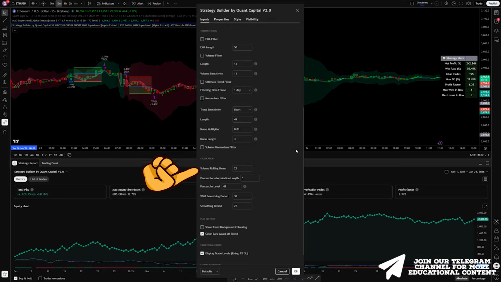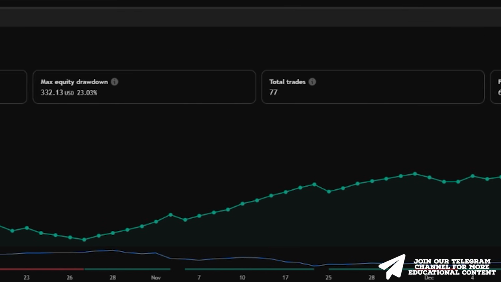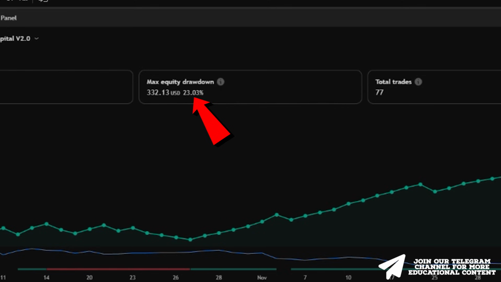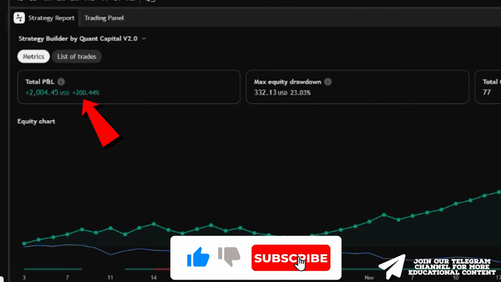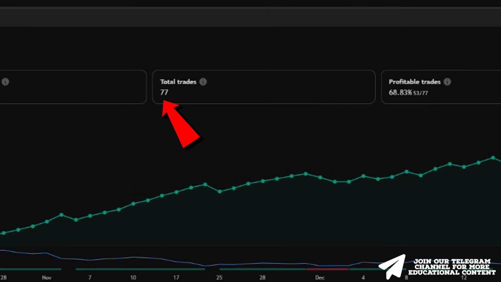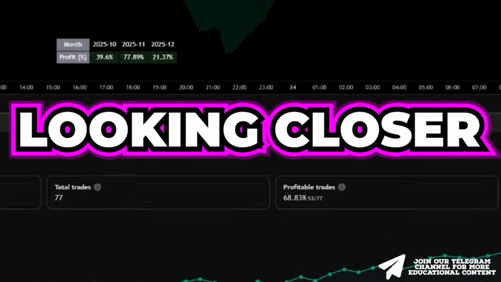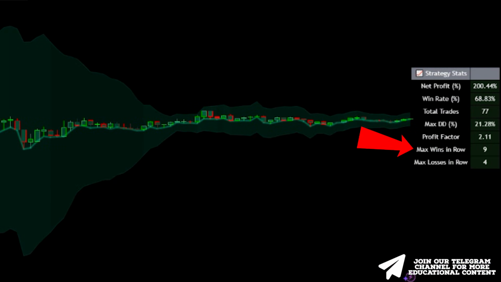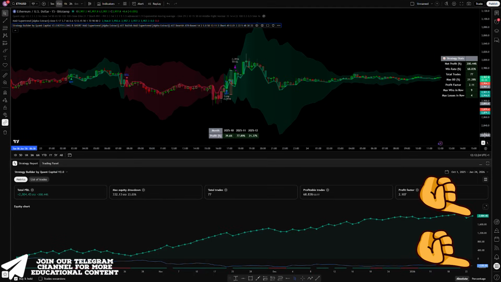Our filter is already integrated and optimized, so activate it here. Bingo! The win rate climbed to nearly 70%, and we brought the max drawdown down to a much more reasonable level. Even better, we got literally the same win rate with less than half the number of trades, meaning the profit per trade skyrocketed. Looking closer, the strategy delivered 9 pluses in a row compared to 4 straight losses. The equity curve is incredible, and the strategy completely beat a buy and hold approach.